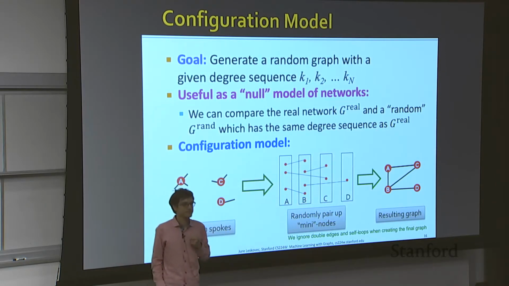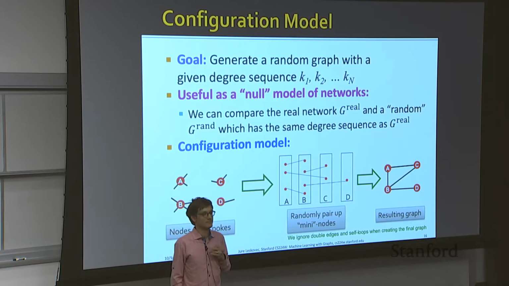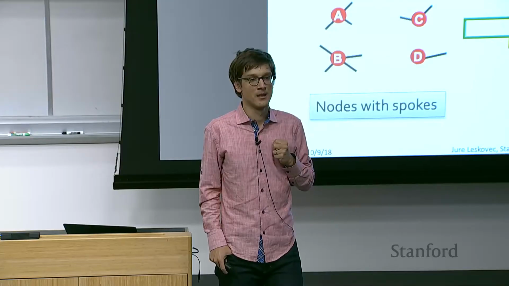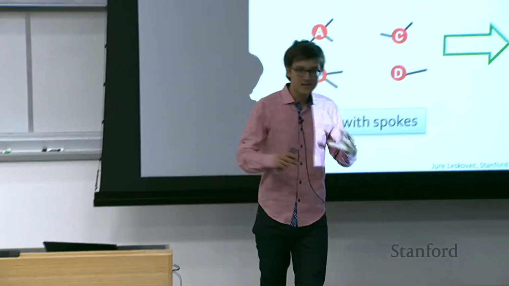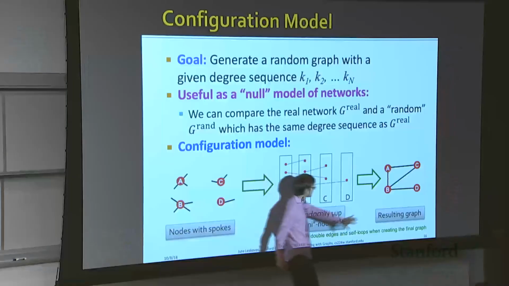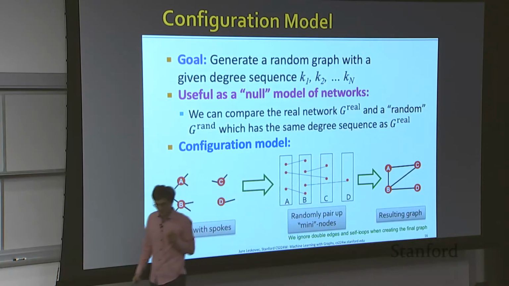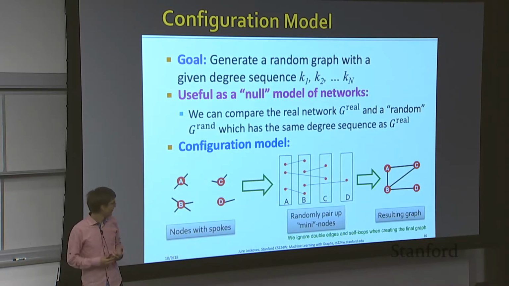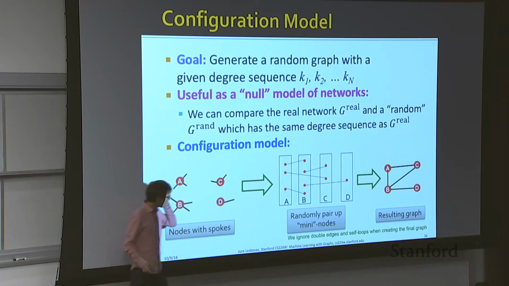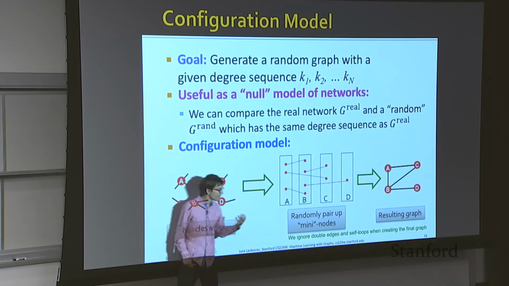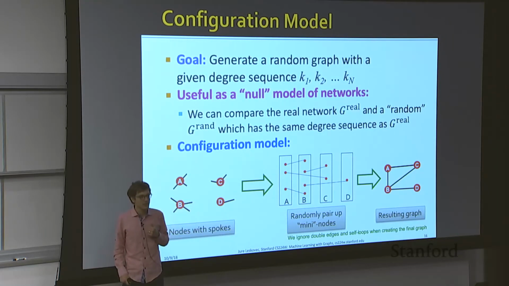Yes? Does it matter that we've lost any sort of sense of local structure, or is that intentional? That's intentional, exactly. We kind of lost the local structure, right? So that's a good observation. But this is what people call a configuration model, and essentially the goal here is to generate a random graph with a given degree sequence.